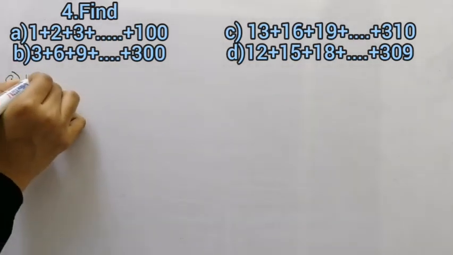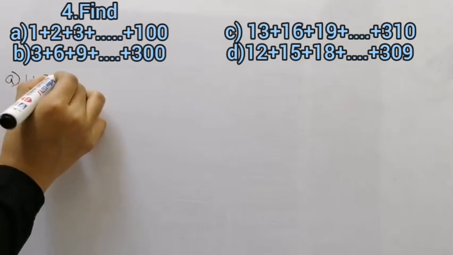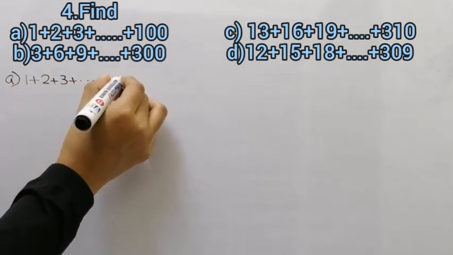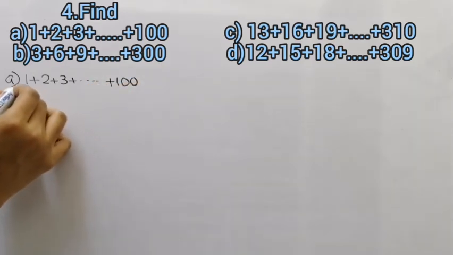Yes, children, now moving on to another question. Here also, there are 4 bits, A, B, C and D. So let us proceed with the first one: 1 plus 2 plus 3 up to 100. These are natural numbers starting from 1 up to 100.